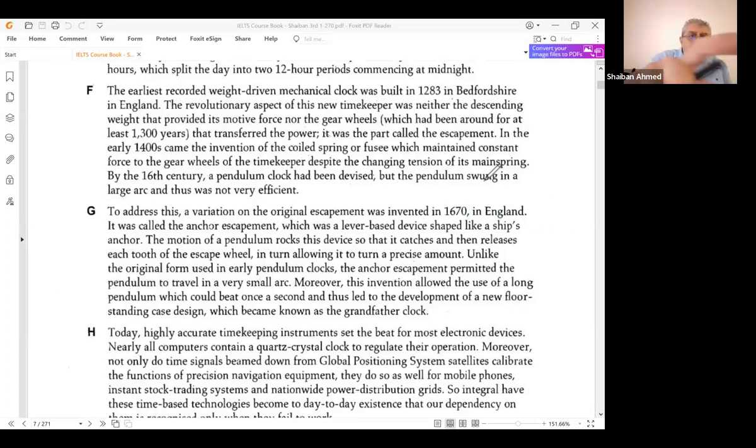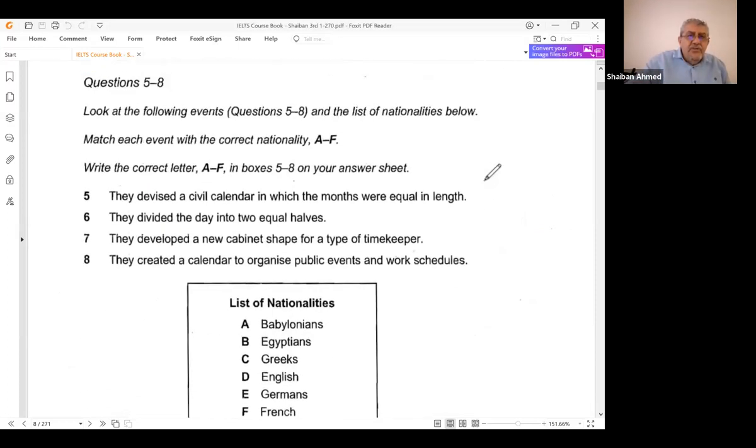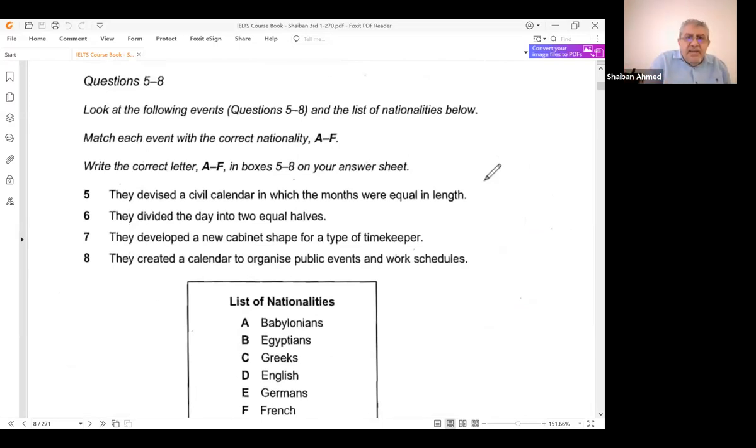Then number 7, question 7. We said, which calendar had equal months, the Egyptians: B. And D is 8, which is A. Then they developed a cabinet. They divided the day into two equal halves. We skipped this one. Why is that? Anyway, okay, the English 7. So the English is D, 7. They divided the day into two equal halves. The Greeks we said no. And the English, we finished Babylonian.